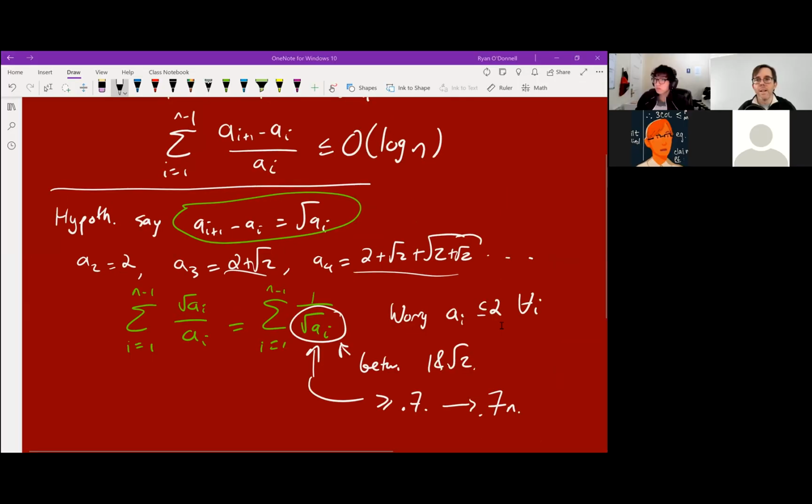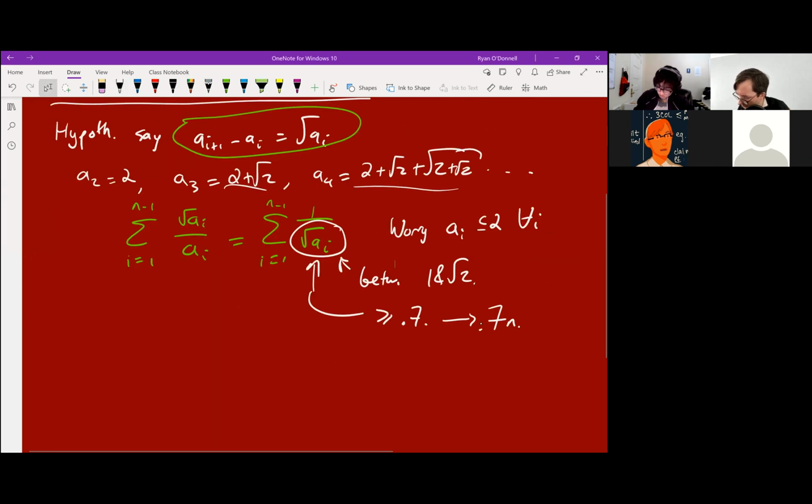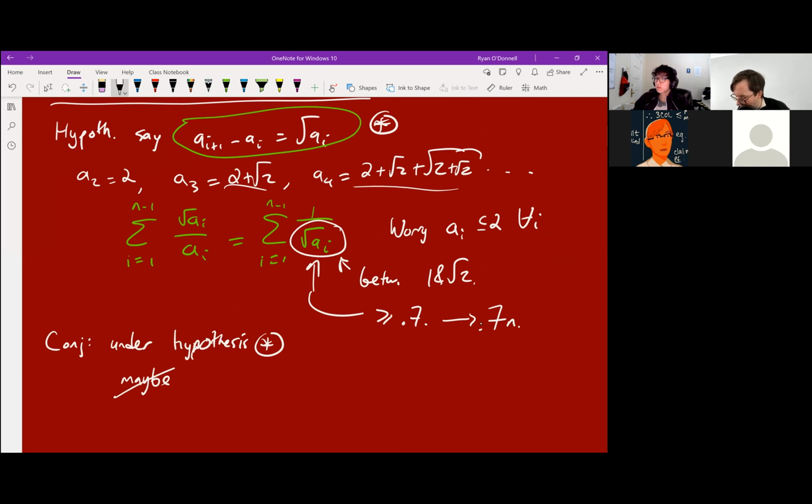Hey, I'm back. Let's see what's going on. Okay, so we kind of believe that. The conjecture is that under this hypothesis, star, maybe a_n is at most n squared. Seems pretty true. I mean, this was like 2, this was like 3 point something. Seems good.